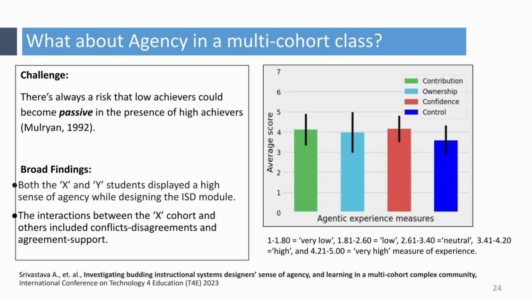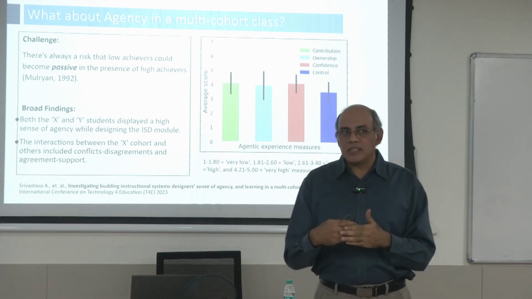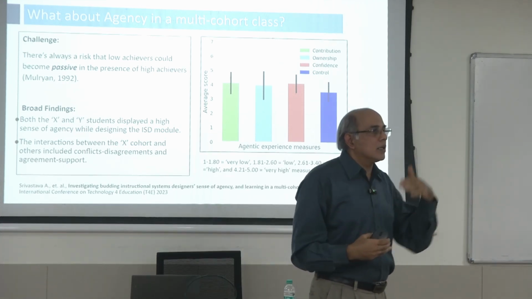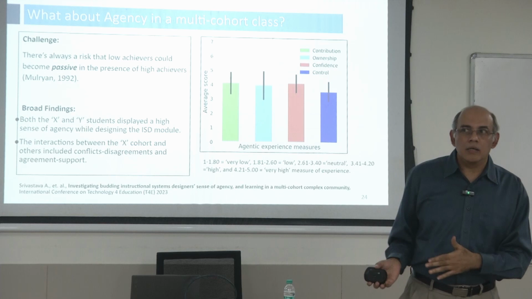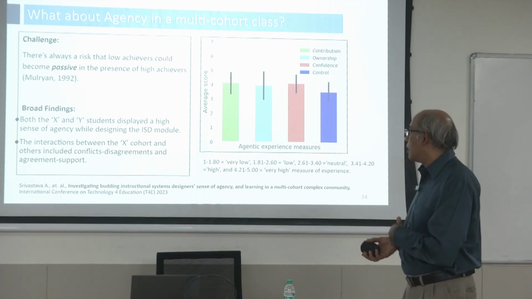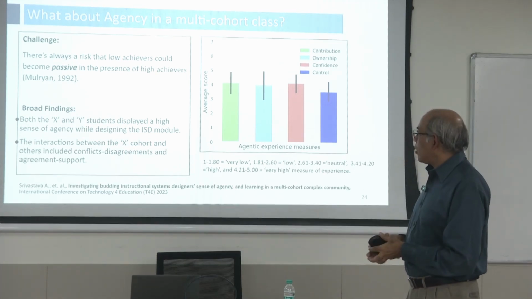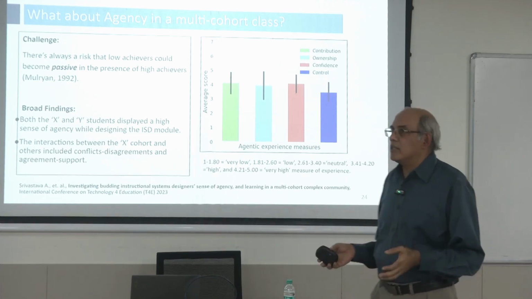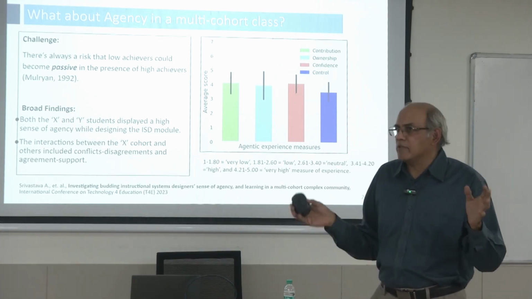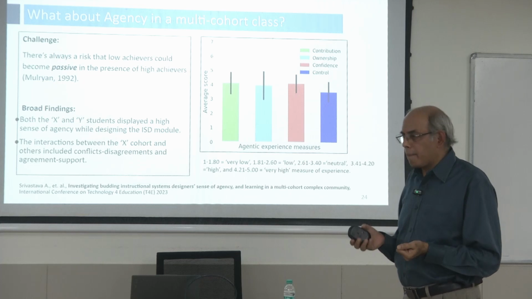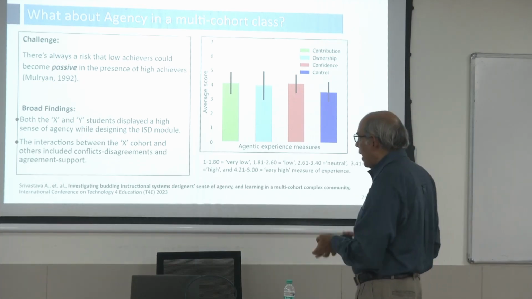And then the question arises, what about agency? Agency means the freedom for each student to express themselves and not have to do what they are being told to do. Since this was a multi-cohort class, there were students across seniors and juniors and the ones who are doing the course. There's always this risk that low achievers or even junior students will become passive. They'll just do what they're told. We found that this did not happen.